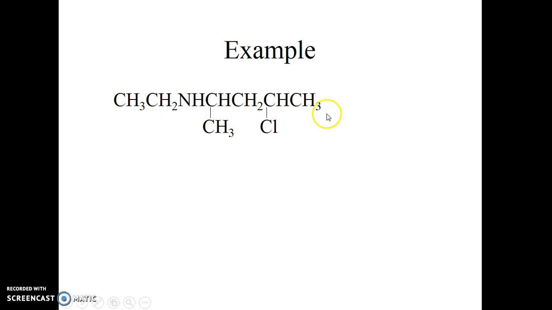Here's an example. Let's name the longest chain. Right there, that's 5 carbons. So that's going to be pentanamine. It's on the number 2 carbon, so we put a 2 in front. Now, what are the substituents? The substituents are an ethyl and a chloro. C comes before E, so you would say 4-chloro. And then you would say N-ethyl. And so the 4-chloro should come first, because chloro comes before ethyl. My bad there.